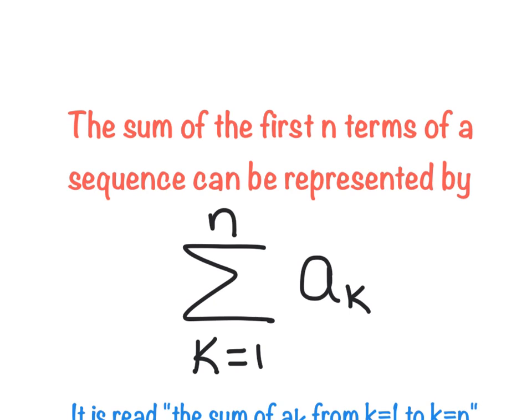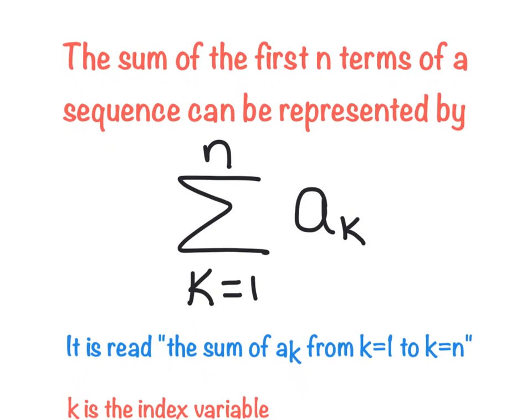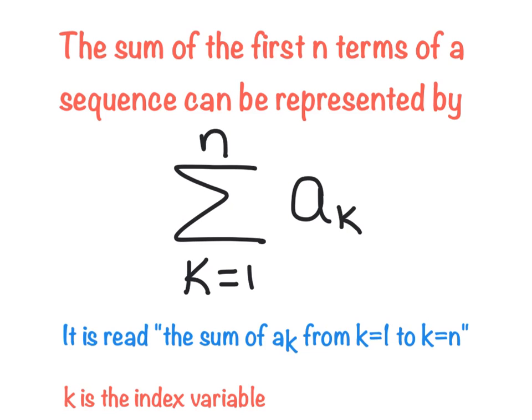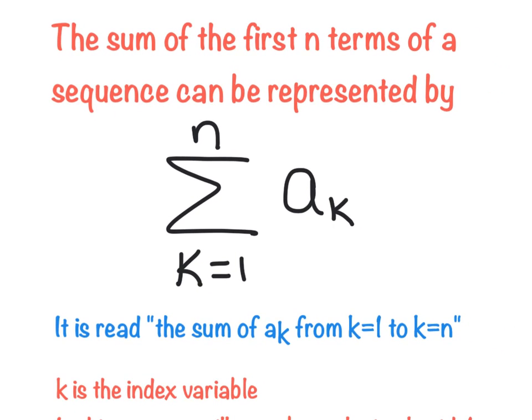Let's make sure we have this written out perfectly. The sum of the first n terms of a sequence can be represented by, and again, make sure we have this notation copied down. This here is our sigma, and here's how we're going to read it. In quotes, write this down, please: it is read the sum of a sub k from k equals 1 to k equals n. Not only do we want to be able to do mathematics correctly, we also need to be able to speak and communicate it correctly.